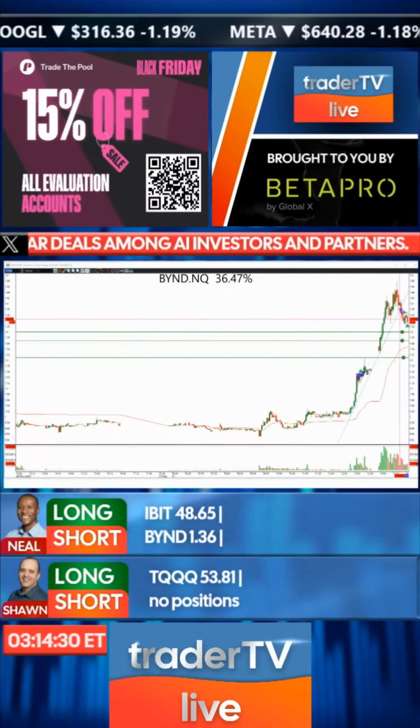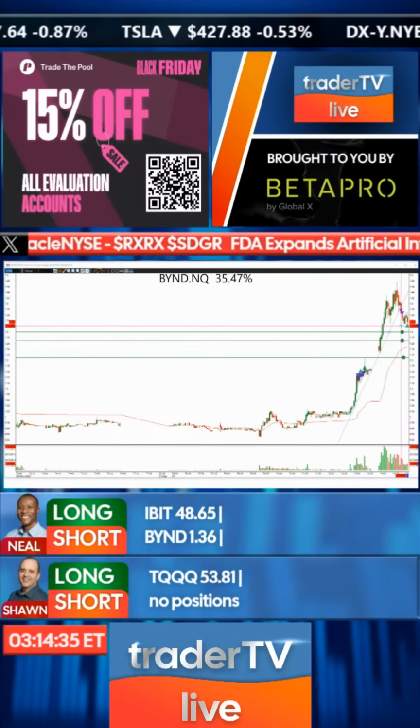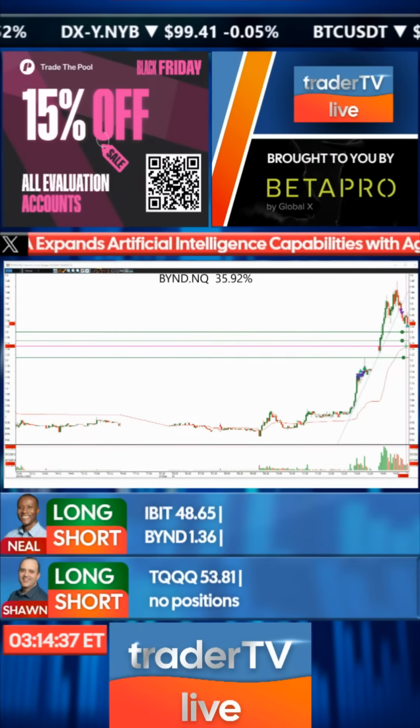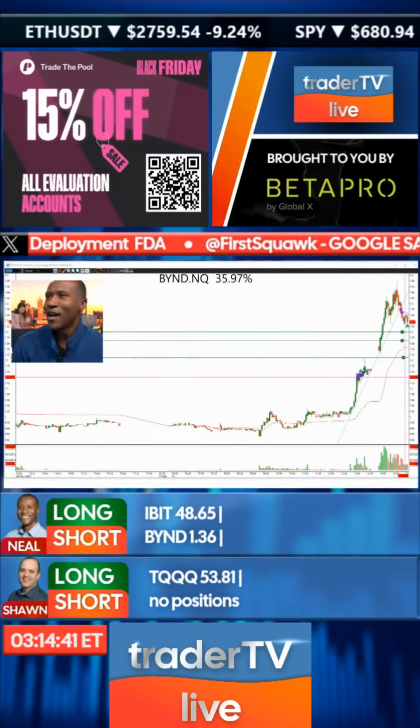Beyond Meat broke the trend line. One slight push to try to get into VWAP so far, just looking for us to get down to $1.25. I do have a bid underneath, just in case it absolutely flushes down there.